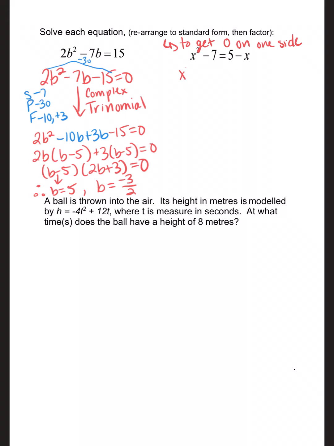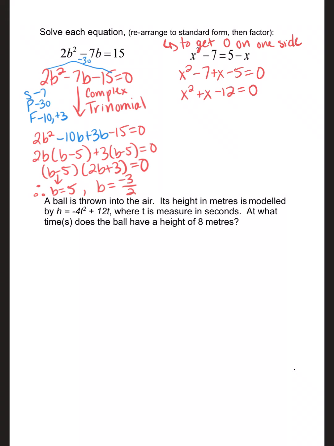So I have x squared minus 7. I'm going to add x from the other side over to the left, and I'm going to subtract 5. So we get 0. And then I'm just going to write this in the order we're used to. So usually we have our x squared, then we have our x, and then we'll combine negative 7 minus 5, which is a negative 12.